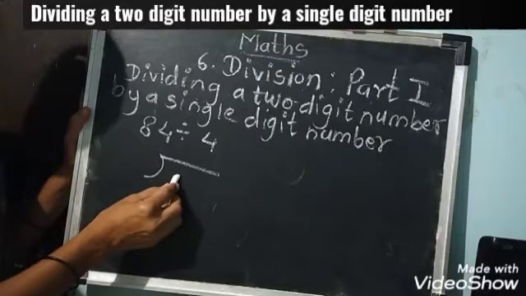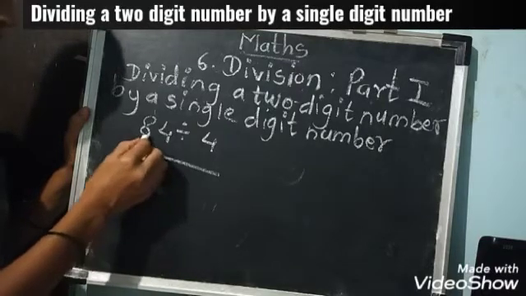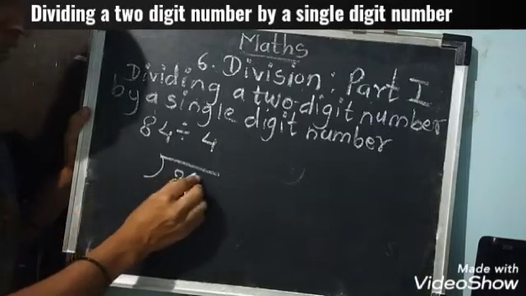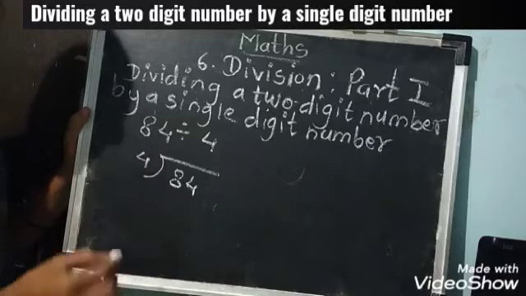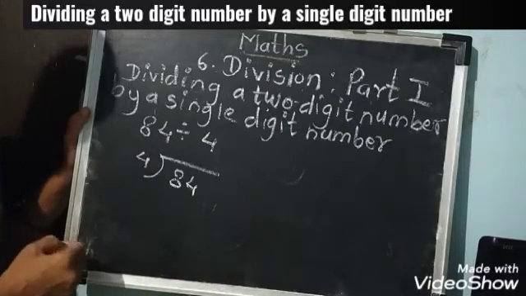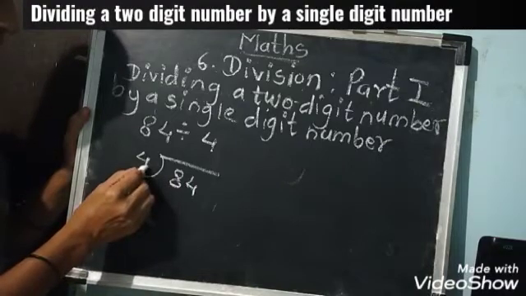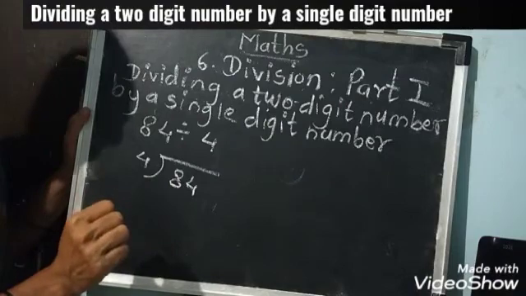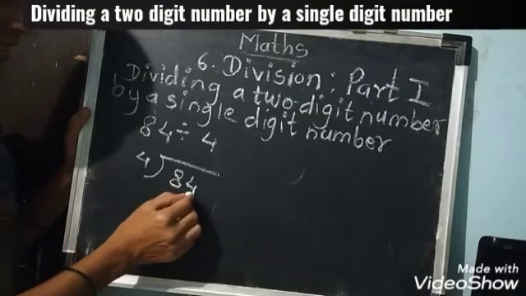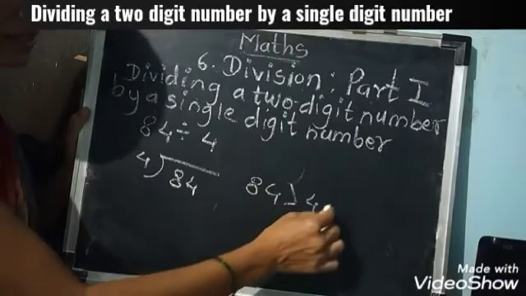The bigger number we have to write here. What is the name for this place? Dividend. Then what is the dividend here? 84, the bigger number. Okay, the smaller number is 4. We have to say the table of 4. See, you have to consider 4's table till 10. 4 tens are 40. Then this is 84. 84 is bigger than 40.